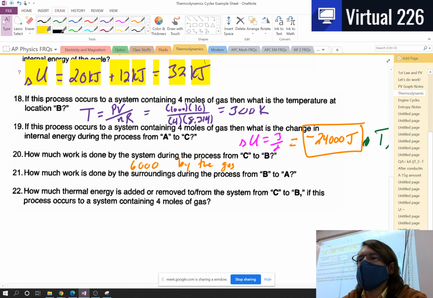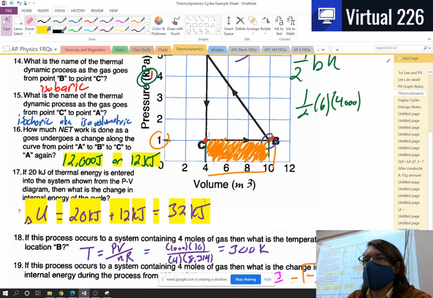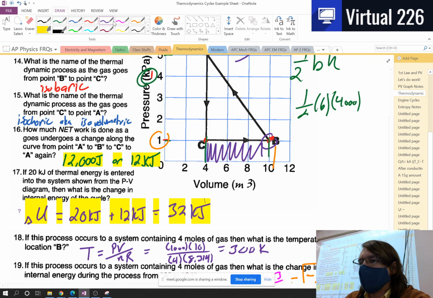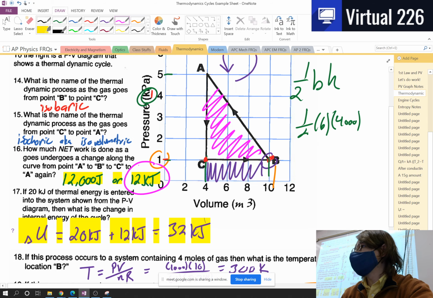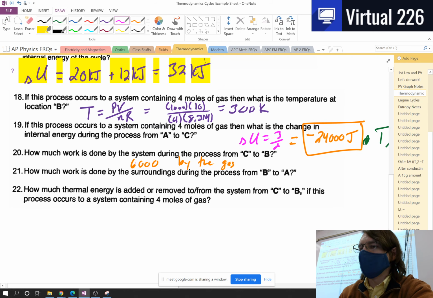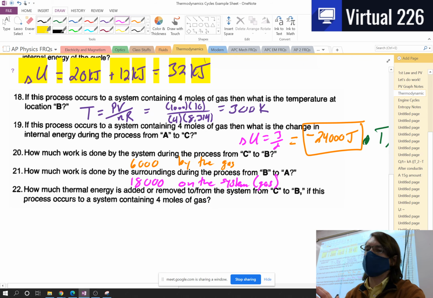If we do the same thing from B to A, we're going to have a slightly different shaded region. We're going to have the 6,000 from down here, but then we also have this triangle, which, kudos to us, we already know what the value of that triangle is. We already worked out previously that it was 12. So that triangle's 12. We have an extra 6 in the bottom there. 12 and 6 is 18. And that's going to be done on the system, or on the gas, because we're going to the left there, our volume is decreasing.